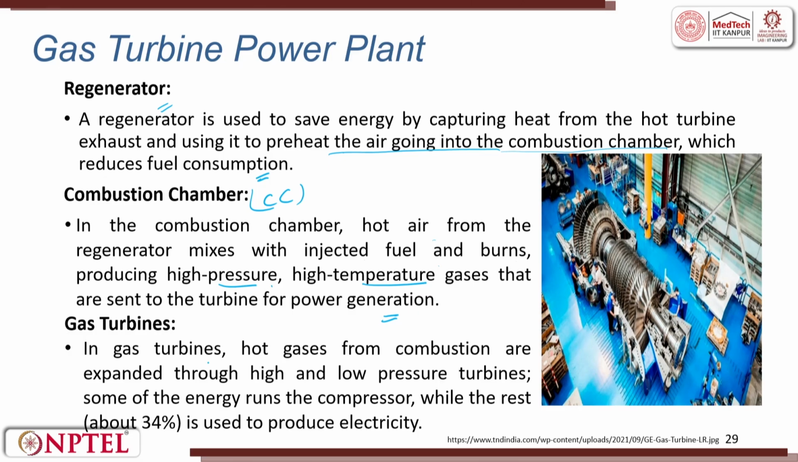The gas turbine: hot gases from combustion are expanded through high and low pressure turbines. Some of the energy runs the compressor while the rest, about 34%, is used to produce the electricity. This is how a gas turbine plant looks like.